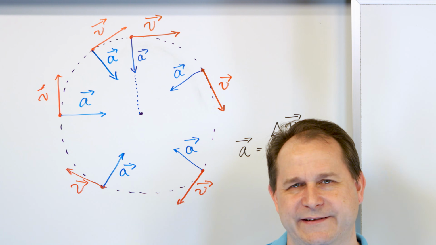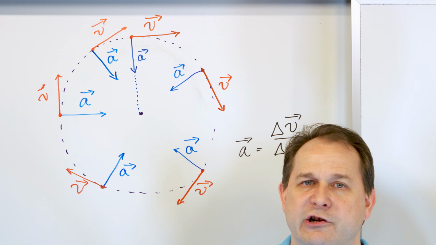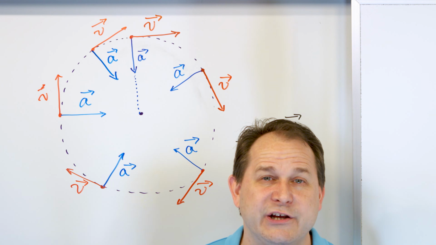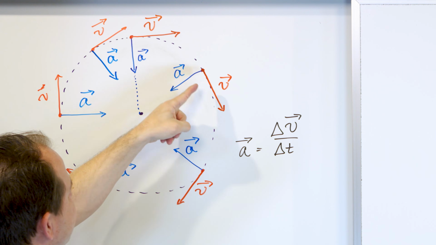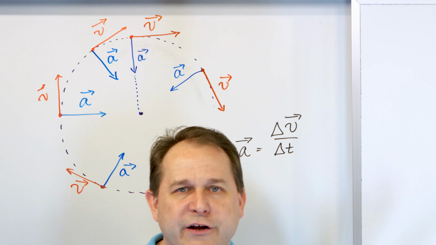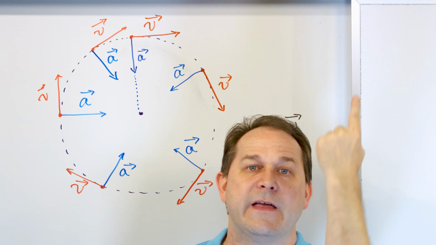You don't think there should be an acceleration here because you think that if it's not speeding up, there should be no acceleration at all. But now, not only am I telling you that there is an acceleration, but the acceleration is not even pointed in the same direction as the velocity at all. It looks completely nonsensical. How can the acceleration be pointed in a totally different way than the velocity?